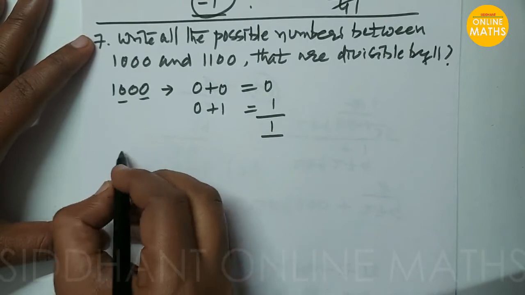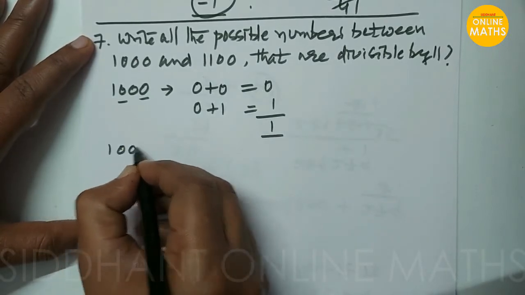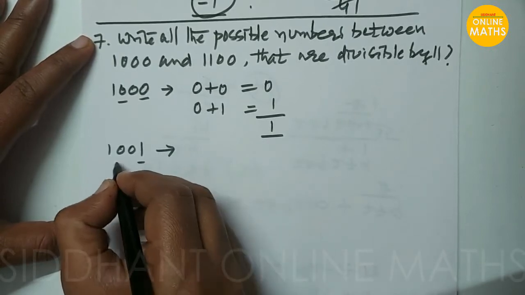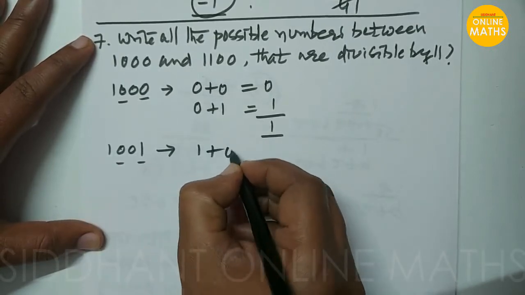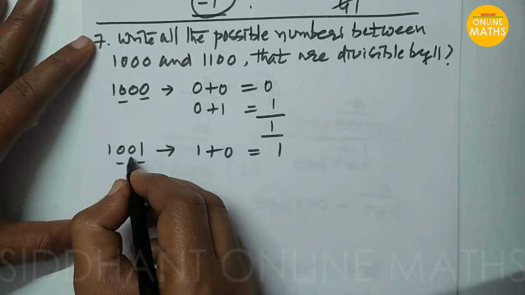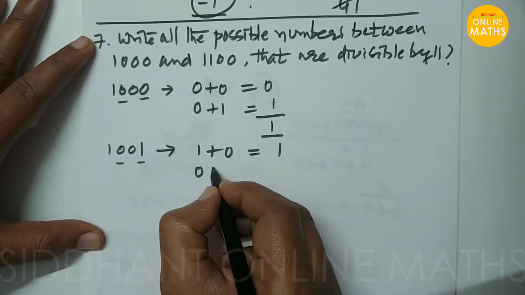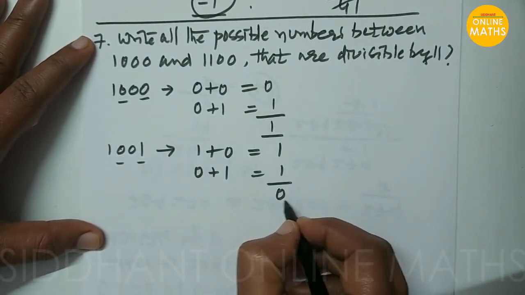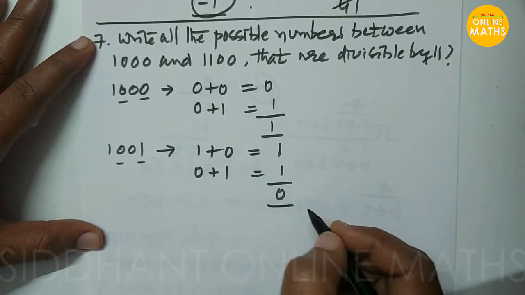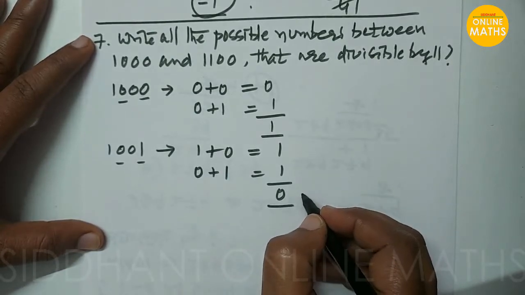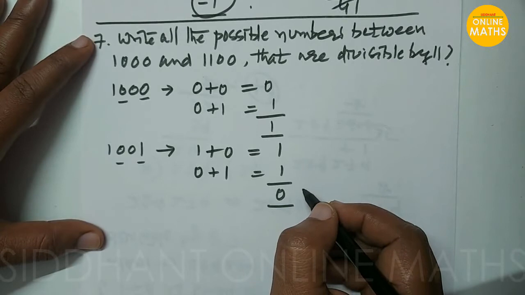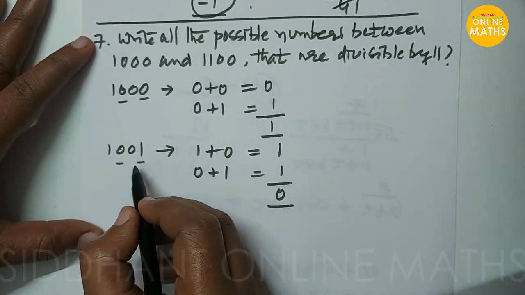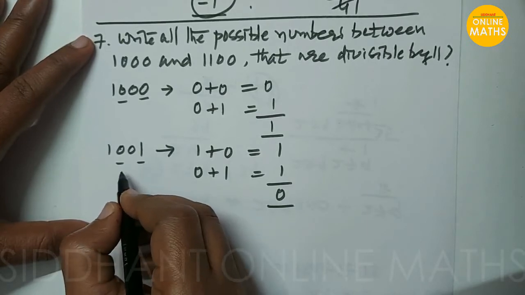So we increase this number. We are going to see 1001, and now the odd digits: 1 plus 0 we get 1, and even digits 0 and 1: 0 plus 1 we get 1, and the difference we get is 0. So when you get the difference 0, or 11, or any number which is divisible by 11, then we can say this whole number is divisible by 11.